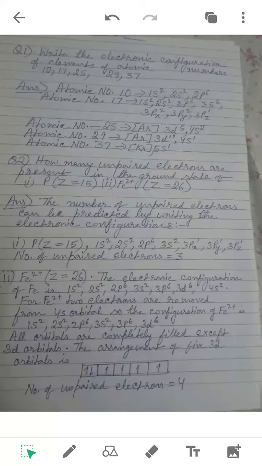Hello students. Today I came with some numericals from the chapter Atomic Structure. I have explained almost all the topics of atomic structure. You can see some questions written on the screen, and I am going to explain those. First question: write the electronic configuration of elements of atomic number 10, 17, 25, 29 and 37.